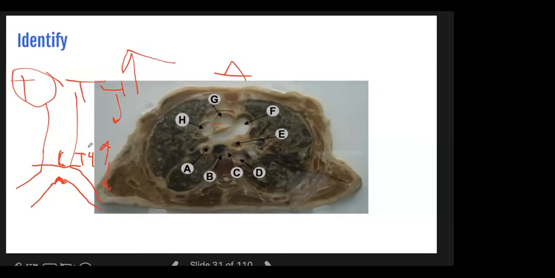So what does that mean? If I see the trachea, I have to be above T4, because the carina divides at T4. So if I see it, I'm definitely at least at or above. But if I don't see the carina, if I don't see the trachea, and I see two tubes, that means I'm below T4. Is that clear for everyone?